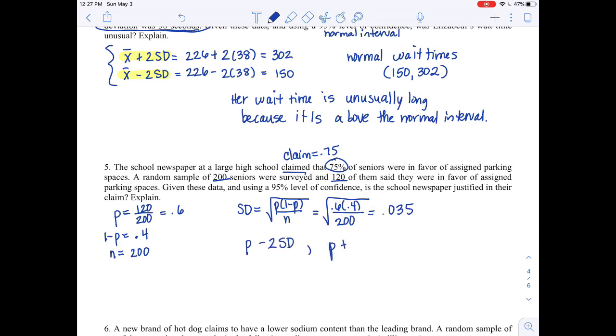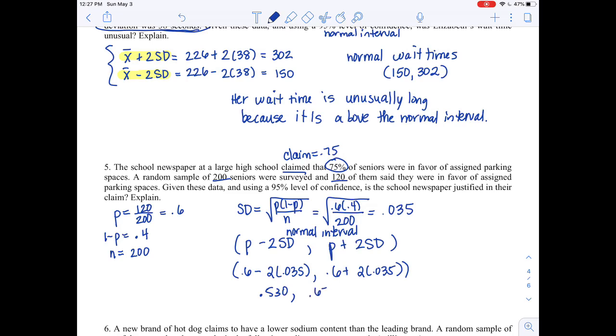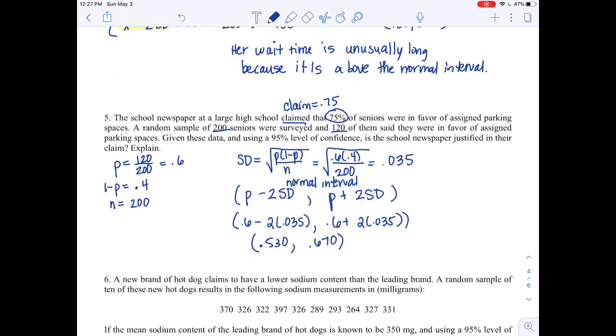That's my standard deviation. Okay, so you're going to do p minus 2 standard deviations, p plus 2 standard deviations, and that's how you're going to make your normal interval. Okay, so my p is 0.6 minus 2 times 0.035, and then 0.6 plus 2 times 0.035. And so in this case, that's going to come out to be 0.530, and this is going to be 0.670.